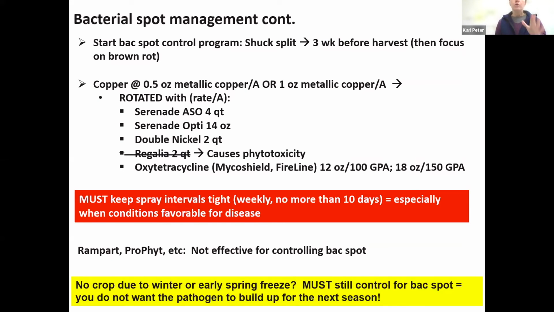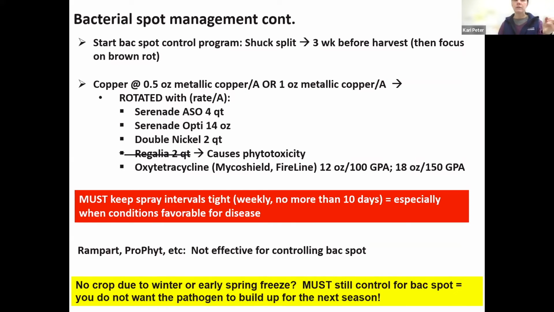So you want to start at shuck split for bacterial spot. And this always seems to work out pretty well. The conditions really aren't favorable, at least in our area, for bacterial spot prior to shuck split. And you usually want to go to about 3 weeks before harvest. And then you focus on brown rot during those 3 weeks.